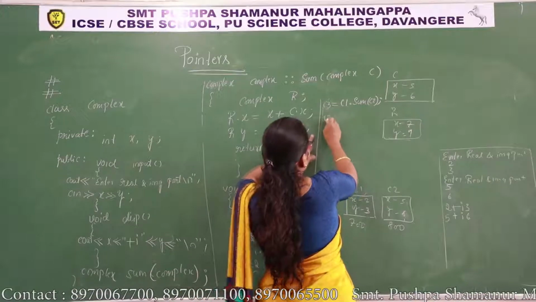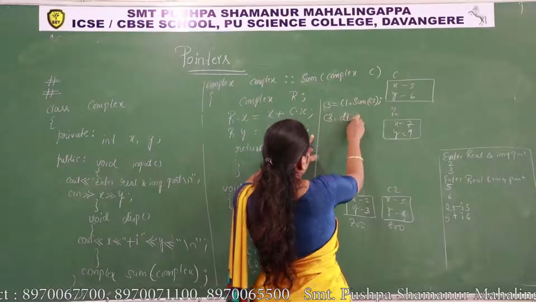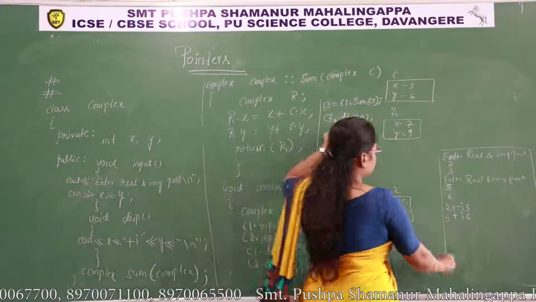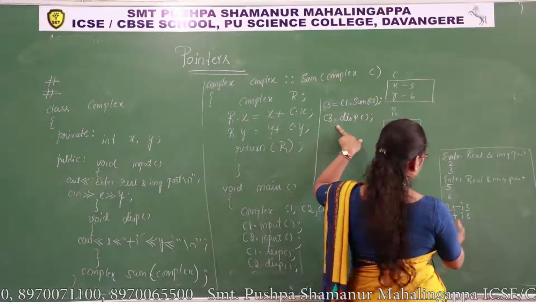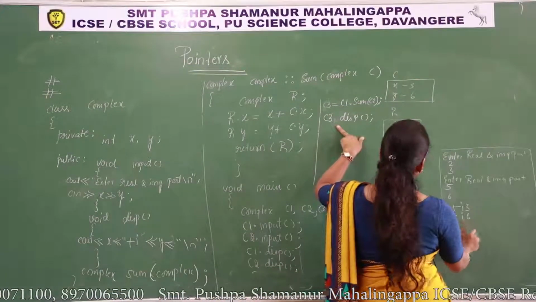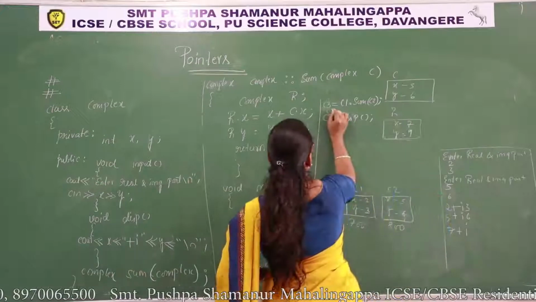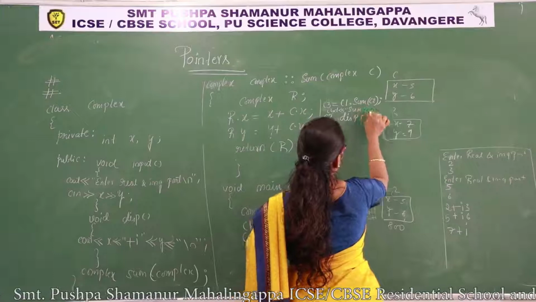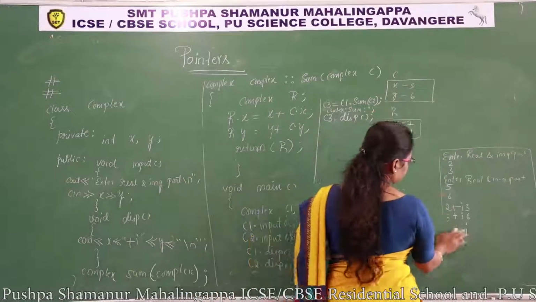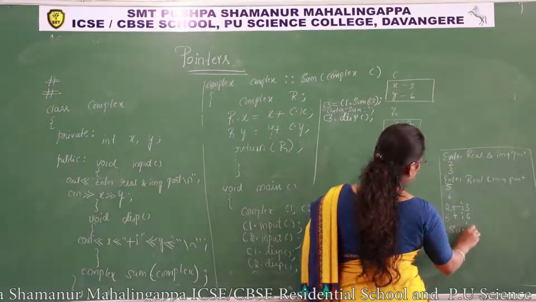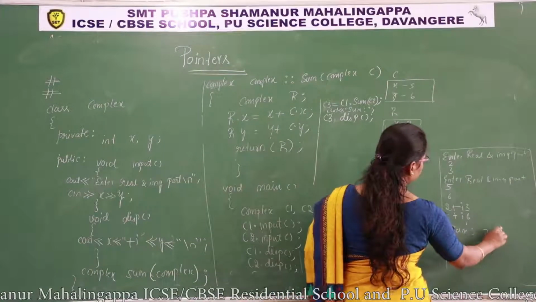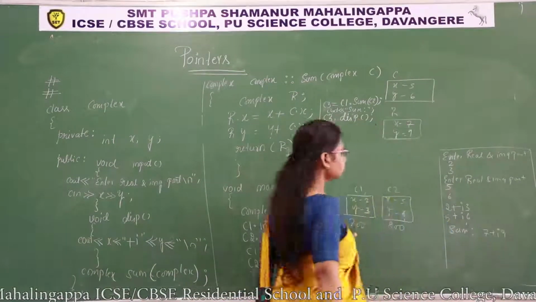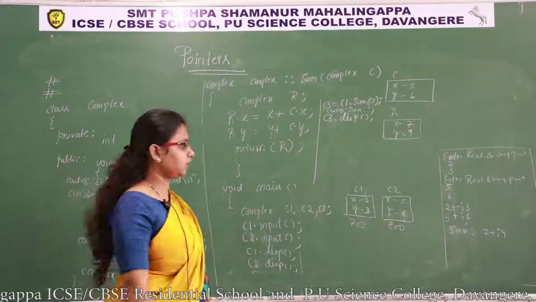After that, let us display C3 dot display. Now C3 will be displayed. C3 is 7 plus I9. Here I'll write some statement. Sum colon 7 plus I9. Like this, display the result.